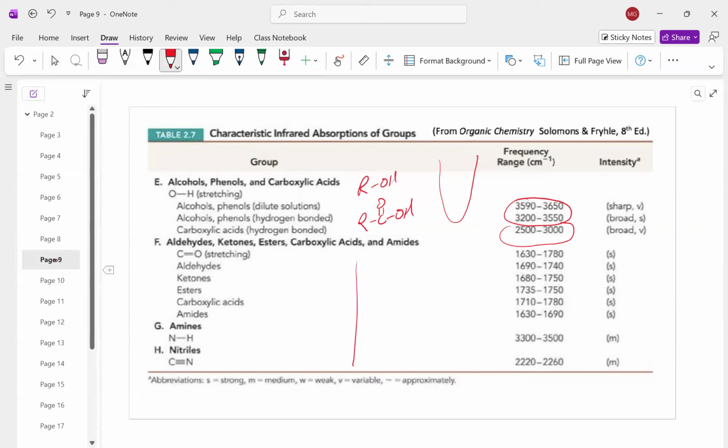So if this is an example of our IR, here's 3,000, here's 4,000. That OH for a carboxylic acid is going to be huge like this. It kind of obliterates the whole thing. Versus an alcohol, alcohols tend to stay in their lane. They'll be broad, but they'll be a little bit more recognizable versus a carboxylic acid.